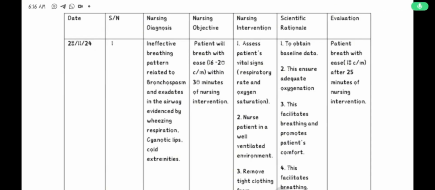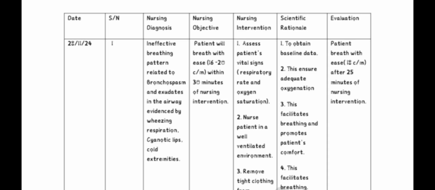When it comes to evaluation, our evaluation is to check if our goals were met, right? And our goal was that within 30 minutes of nursing intervention, the patient will breathe with ease. Now, in our evaluation, it says the patient breathed with ease after 25 minutes of nursing intervention. The timing should be within the 30 minutes, not outside. If I say that the patient breathed with ease after 30 minutes of nursing intervention, I am wrong. It should be within the time, not outside the time.